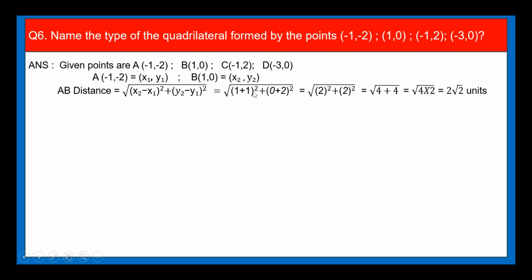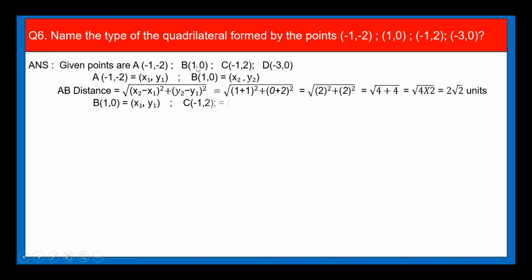Now what is 1 plus 1? Yes, 1 plus 1 is 2, so 2 square, plus 0 plus 2 is again 2, so 2 square. 2 square is 4 plus 2 square is 4. 4 plus 4 is root 8. That can be written as root of 4 into 2. Square root of 4 is 2, so 2 root 2 units. This is the AB distance, that is, the length of the side AB is equal to 2 root 2 units.